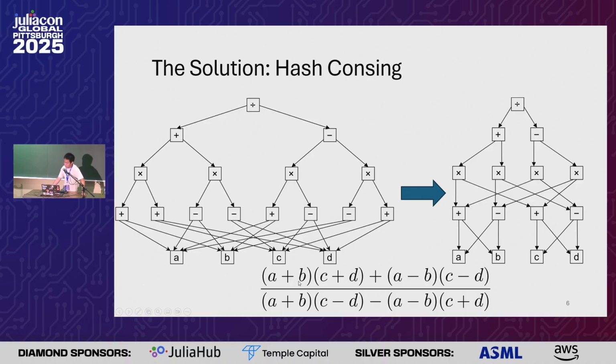For this mathematical expression, there are duplicate terms. As shown in this tree, for example, this term is a plus b, and there's another a plus b here. So this is redundant. So hash consing removes this redundancy by reusing existing mathematical expressions. In the updated graph, the term a plus b is reused here.